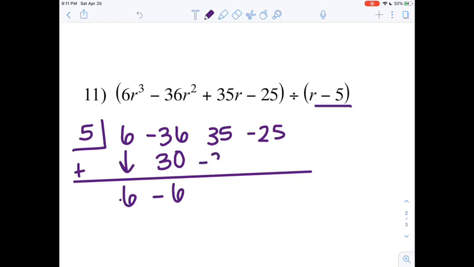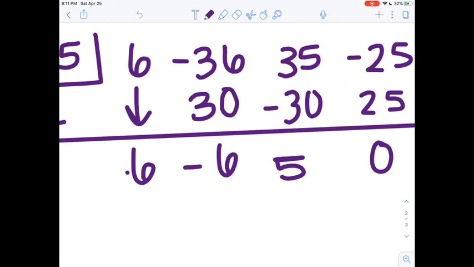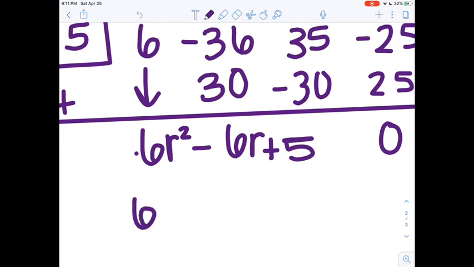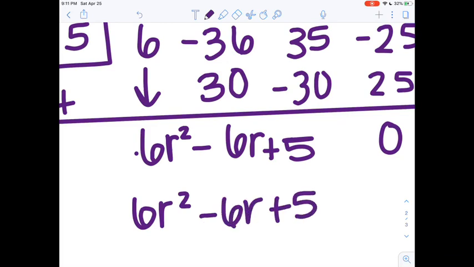Negative 6 times 5, that's negative 30. Add those two together, I get positive 5. Then you're going to do 5 times 5, which is 25. Add those two together, I get 0. Well, my problem started with r to the third, so my answer is going to start with 1 less, r squared. Then you're going to go down the line, that's going to be r. Then it's just your number. My remainder is 0, so my final answer is 6r squared minus 6r plus 5.